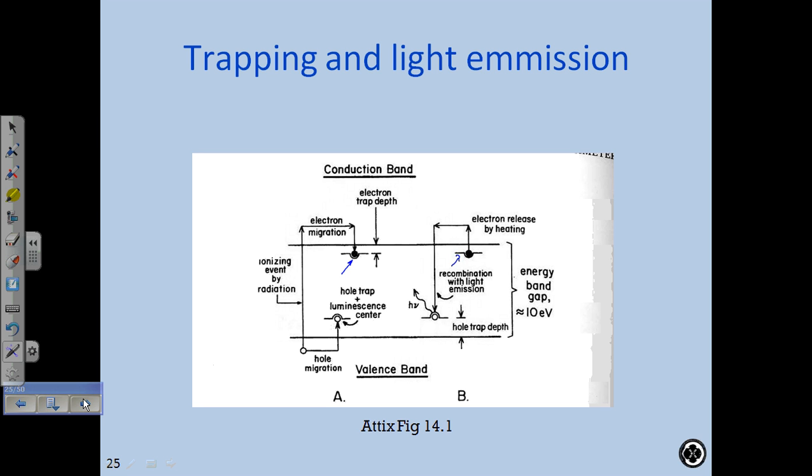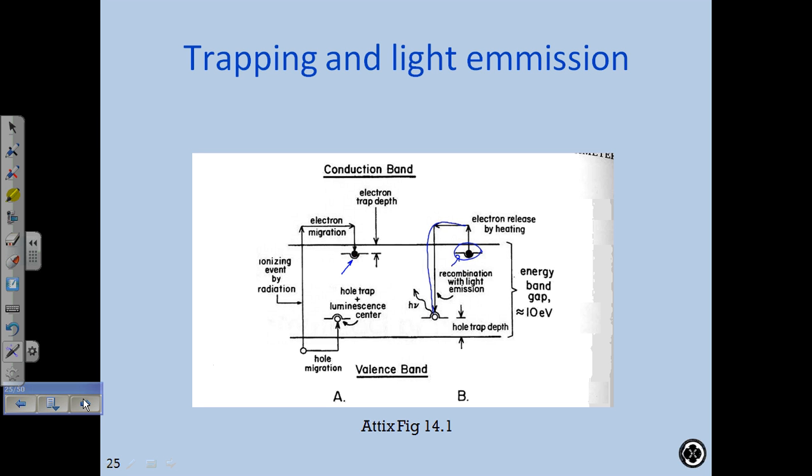So what happens after an ionizing event by radiation? Then we apply heat to the TLD. Heat is energy, right? And so heat has enough energy to pull some of these electrons out of their trapping centers and make them go back into the conduction band, but they're not going to travel very far because they're not being irradiated. So pretty soon they'll drop back down to a lower energy state, and as they do that, they emit light. And that light we measure.